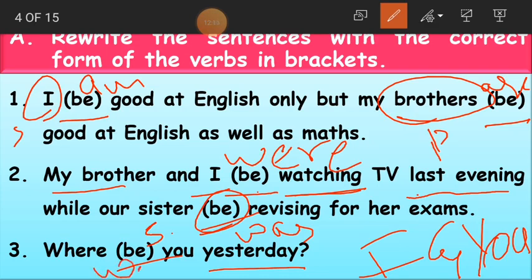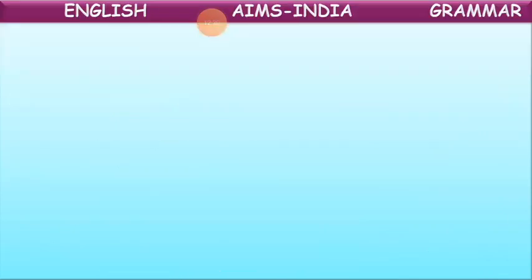Where were you yesterday? Because this is be verb, we have to change it in past tense. We have used were as the subject, you, is in the plural form. Understood, children? Okay. Now we'll go to the next exercise.